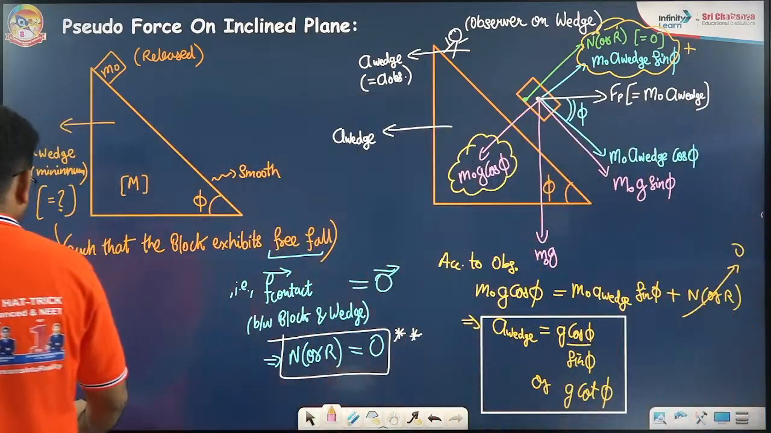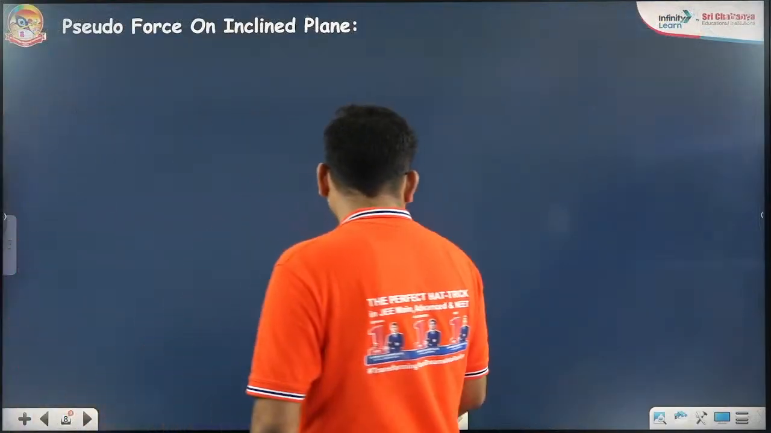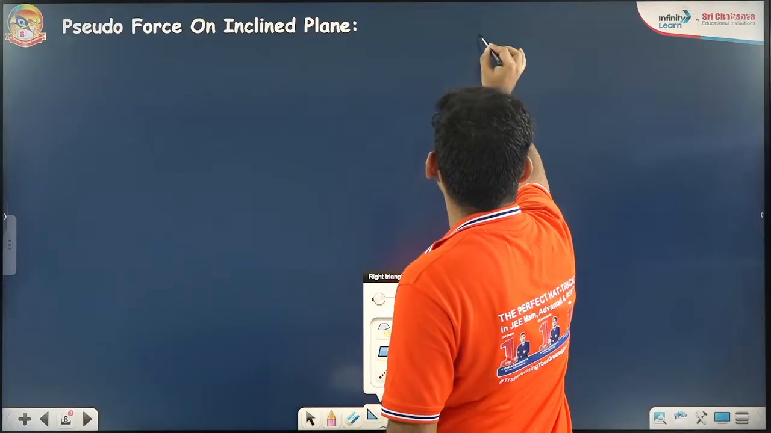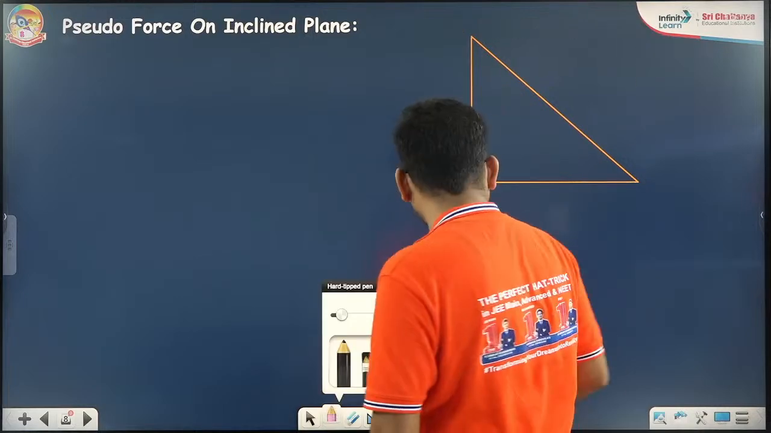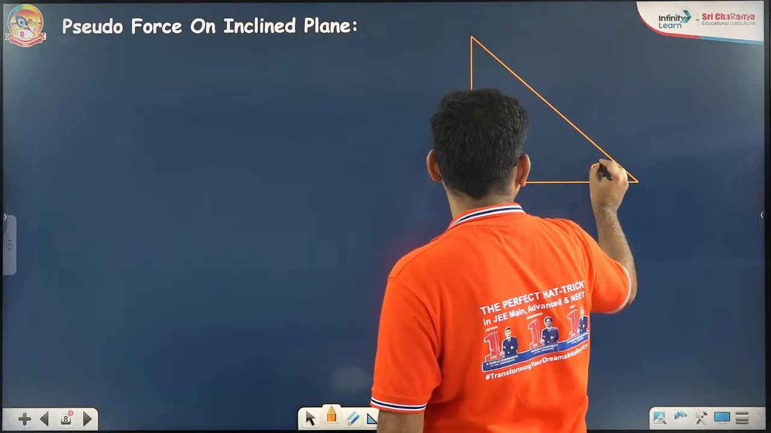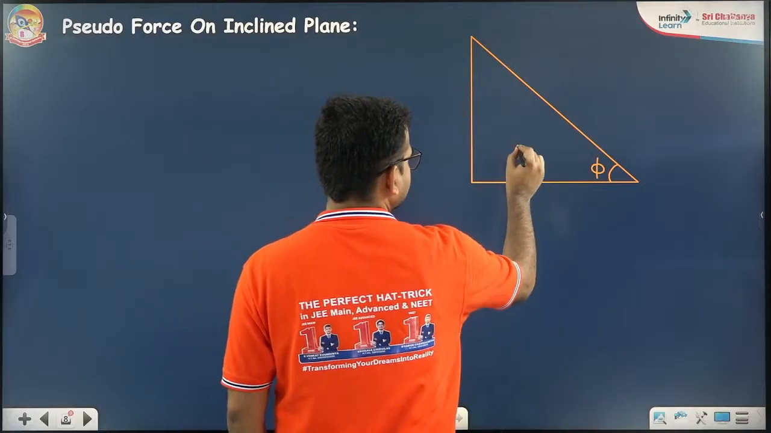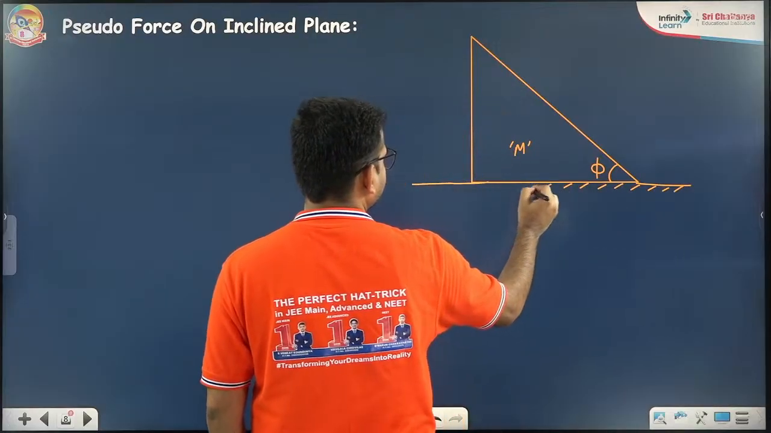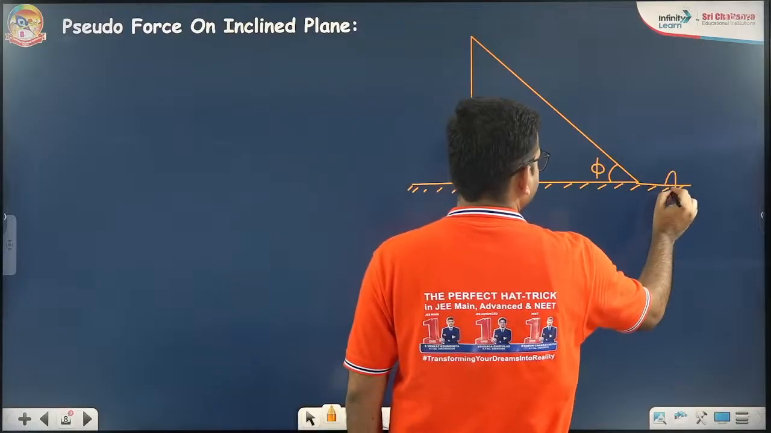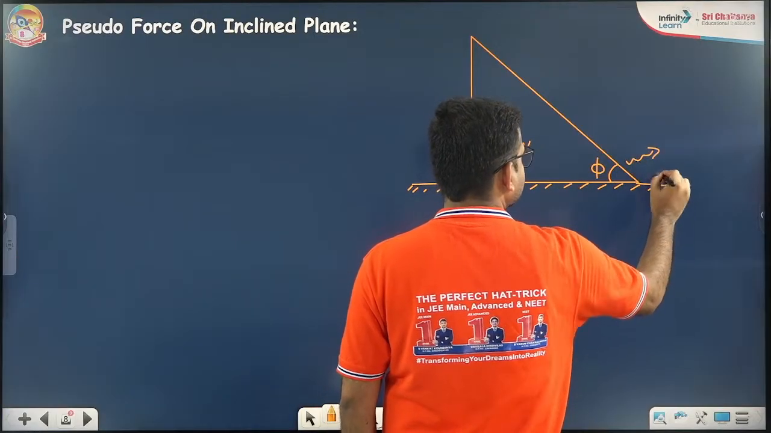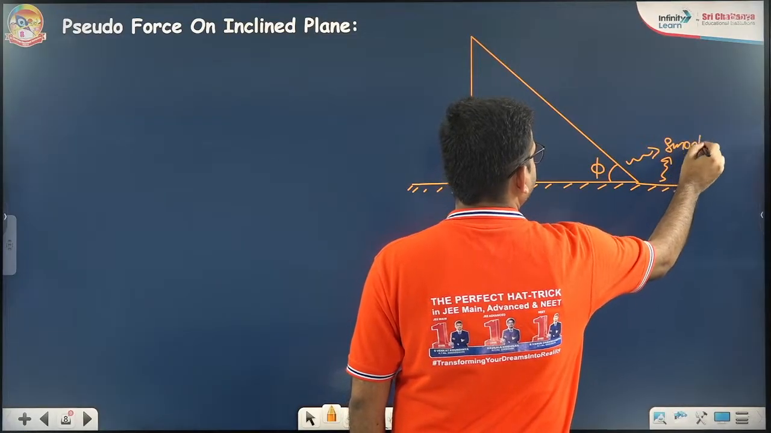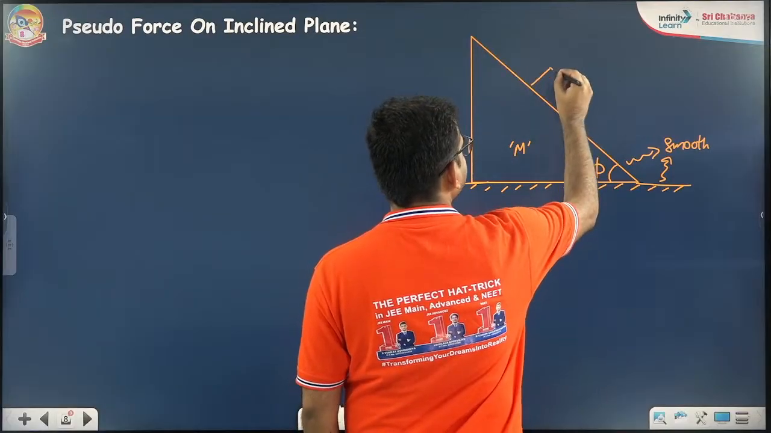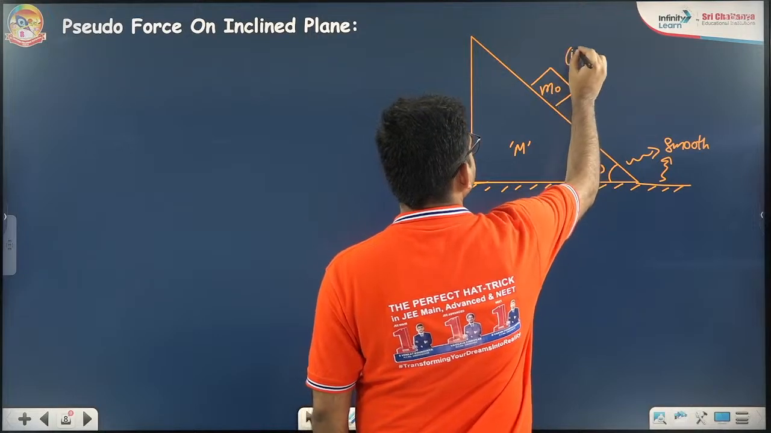All right, done. Chalo. Pseudo force on inclined plane, another model. Now, what is this another model? Again, I will take an inclined plane, angle of inclination φ, mass m. All the surfaces are considered to be smooth here. This is also smooth. And on the top of it, over the inclined plane, there is a mass m0, which is released from rest.